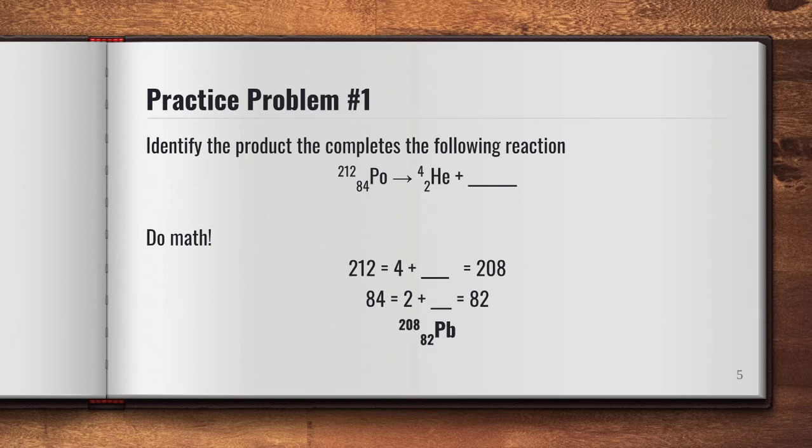Same thing with the number of protons. 84 equals 2 plus blank. Well, it's going to be 82. And so what we do is we set up our nuclear symbol. We take a look at the periodic table and find that 82 is the atomic number of lead, or Pb. And so that's how you would go through and do those types of problems. It's very simple, very straightforward. We just do a little bit of addition and we go from there.